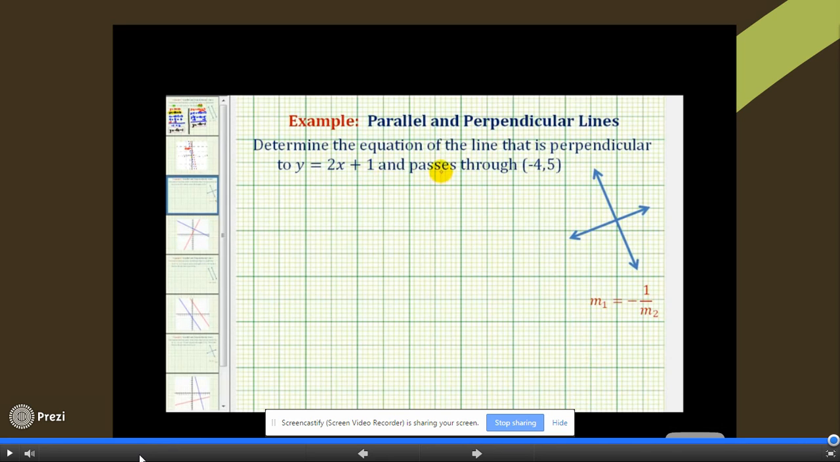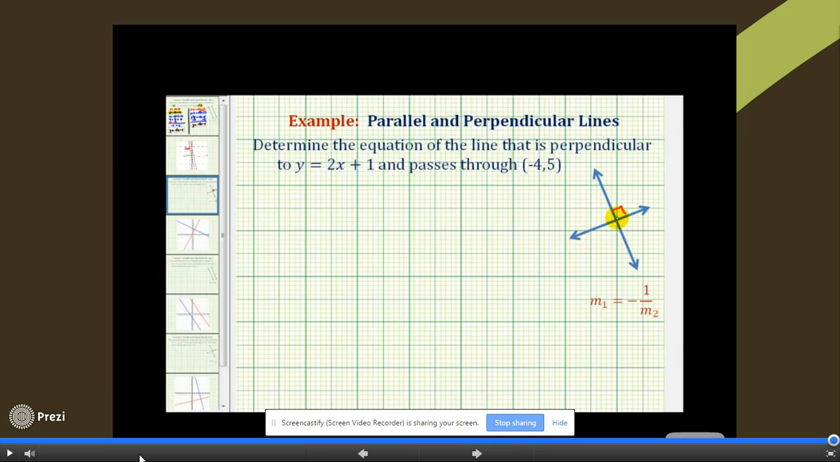We want to determine the equation of a line that is perpendicular to y equals 2x plus 1 and passes through the point with coordinates -4, 5. If two lines are perpendicular, that means they intersect and form a right angle, or a 90-degree angle.